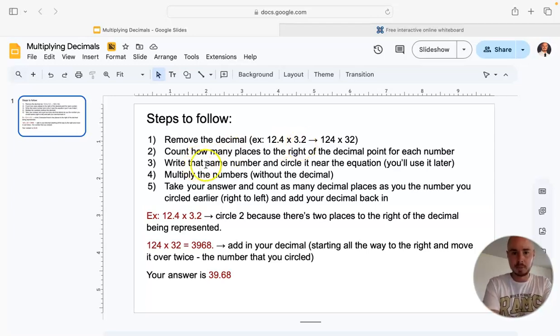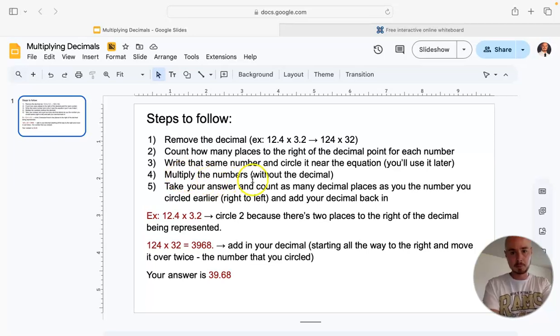Okay, so I want you to take the total number for both parts of the equation, and then I want you to write that same number and circle it somewhere near the equation. So for me, I'm going to circle the number 2 because it's one place to the right here, one place to the right here. So I need to circle the number 2 somewhere close to my problem. I'll show you on the next example.